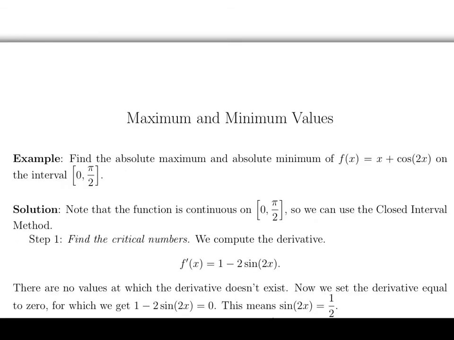So if we set the derivative equal to 0, then we're setting 1 minus 2 sine 2x equal to 0. So that means that sine of 2x is equal to 1/2. So let's take a step back now and talk a little bit about solving trig equations like this. You actually spend a fair amount of time in pre-calculus working on solving equations of this form, and this is why.